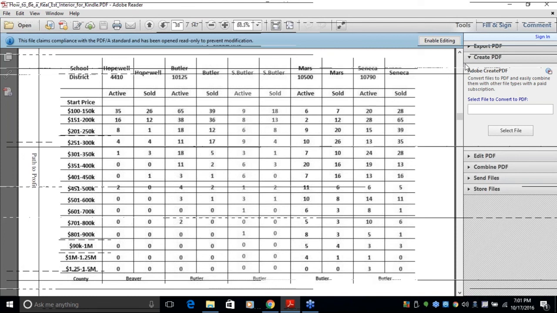Let's see. I think that was Cheryl's question. So Roger's saying, yes, it's quite easy. I created one from Excel myself. And that's pretty cool, Roger. Thanks for doing that.